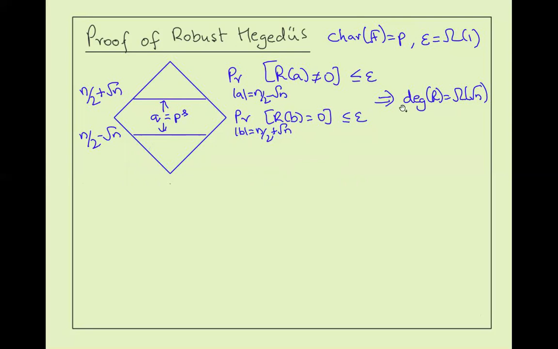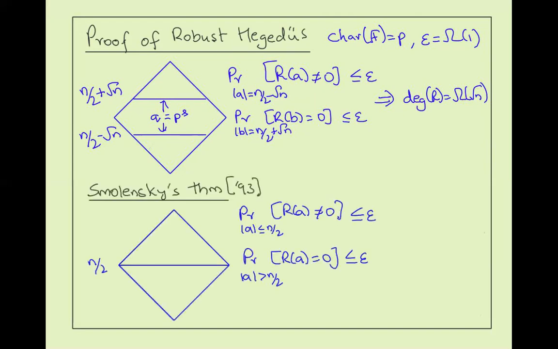Then the degree of such a polynomial that approximately distinguishes between these two levels must be at least a constant times square root n. Okay, so that's what the robust Hegedus lemma states. So I just want to point out a parallel between this lemma and a result that's already very well known in the computational complexity literature. It's a result of Smolensky.